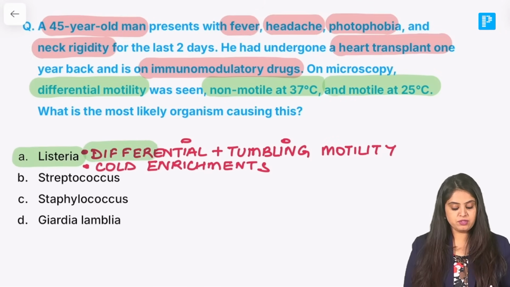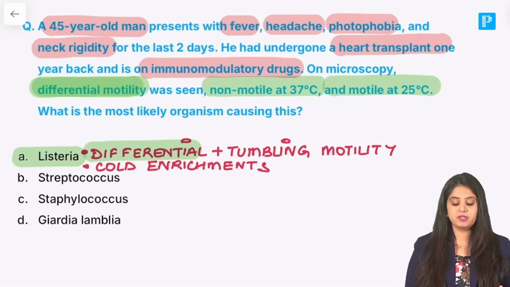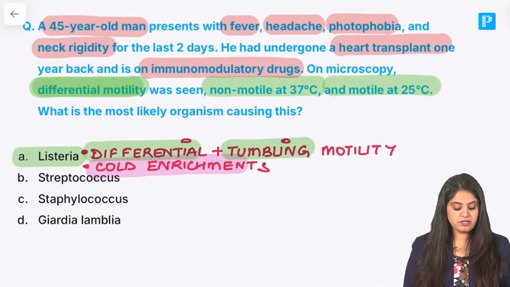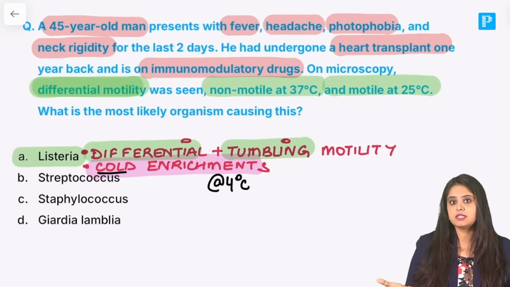Number 1, differential motility. Differential means at different temperatures it will either move or not move. Next, whenever it's moving, the kind of motility is known as tumbling motility. And the last buzzword is cold enrichment. Cold enrichment means that it will try to grow at colder temperatures like 4 degrees, or the temperature of a fridge, refrigerator. So 4 degrees centigrade, if you want to grow it.